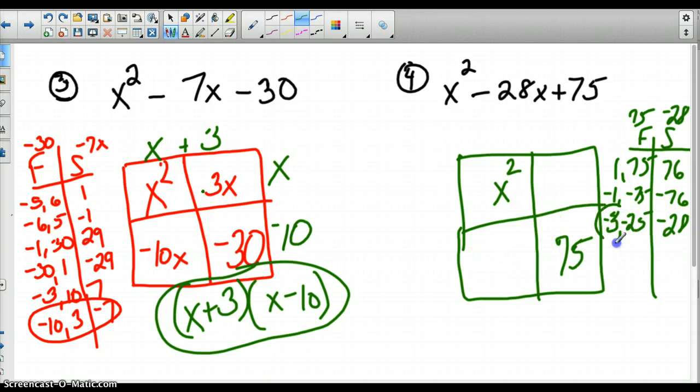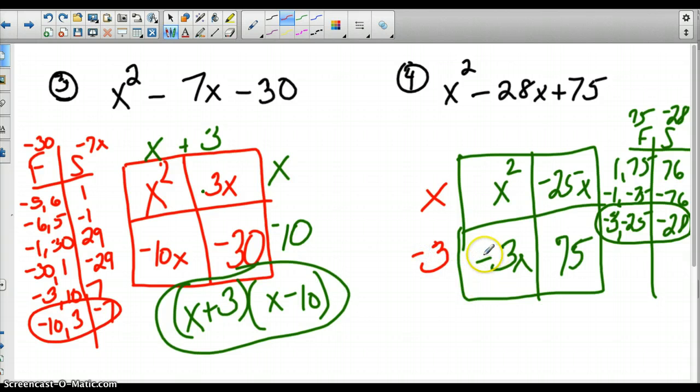So now I take those two numbers and I put them into the box. I have negative 3 with an x and negative 25 with an x. Okay, find your greatest common factor by going across and then up and down. So x squared and negative 25x would be x. Negative 3x and 75 would be 3, and keep its sign of this number closest.